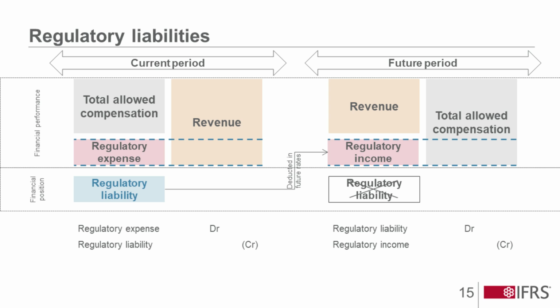So an entity reports that obligation, to deduct the rates in the future, as a regulatory liability and a corresponding regulatory expense. In a future period that you see on the right side of the slide, the entity fulfills the regulatory liability when it deducts the compensation already recovered from the rates it charges customers. This means that in a future period, the entity recognizes a lower amount of revenue than it would have recognized had it not recovered compensation in advance.